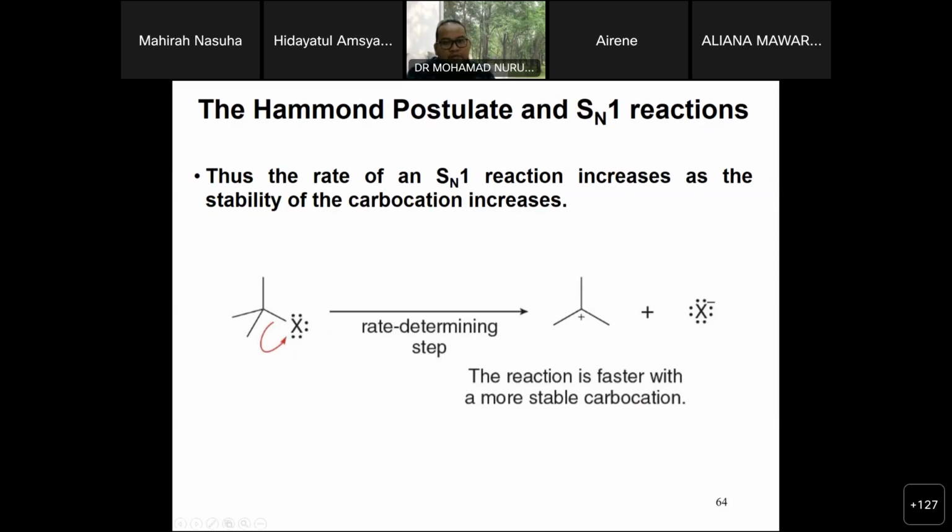For the Hammond postulate and SN1 reactions, the rate of SN1 reaction increases as the stability of the carbocation increases. If we talk about the SN1 reaction, it is almost always about the stability of carbocations. So if you can pick up the idea, SN1 reactions involve the stability of carbocations, so the tertiary carbocation is more favorable.